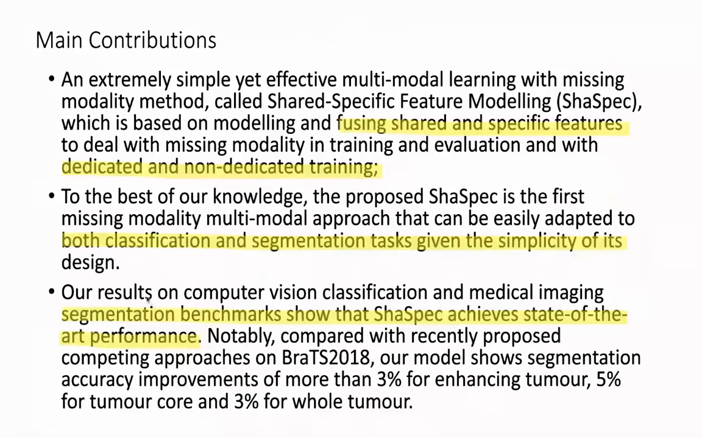And last but not least, from the experimental point of view, our results on computer vision classification and medical image segmentation benchmarks show that our model can achieve SOTA performance. More specifically, on the BraTS 2018 dataset, our model can improve the segmentation accuracy by more than 3% for ET, 5% for TC, and 3% for WT.